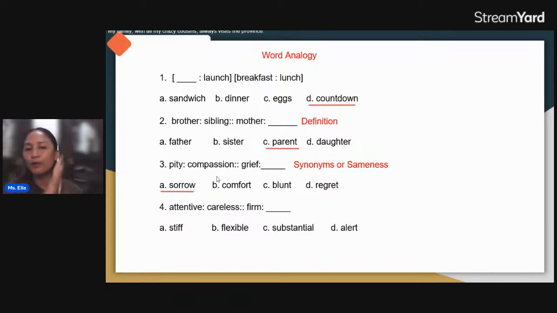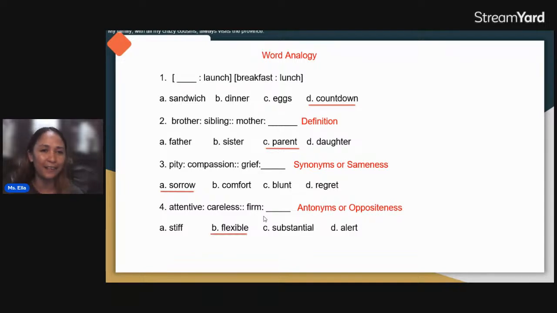Okay. So number four. For number four, attentive, careless, that means their relationship is more oppositeness or antonyms. That means we need to find the opposite or the antonym for the word firm. The closer one here is flexible. Firm is being strong or solid with structure, and flexible is able to be bent or adaptable. Okay, it's flexible.